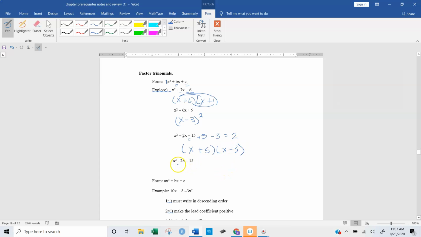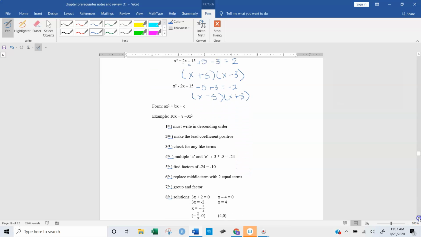Next, same thing, but now this is a negative. So all I have to do now is make the 5 the negative and the 3 the positive to get to my negative 2. So this is x minus 5 and x plus 3, and you're done. Now, that's only when there's a 1 in front. When there's not a 1 in front, we have to do a little bit more work.